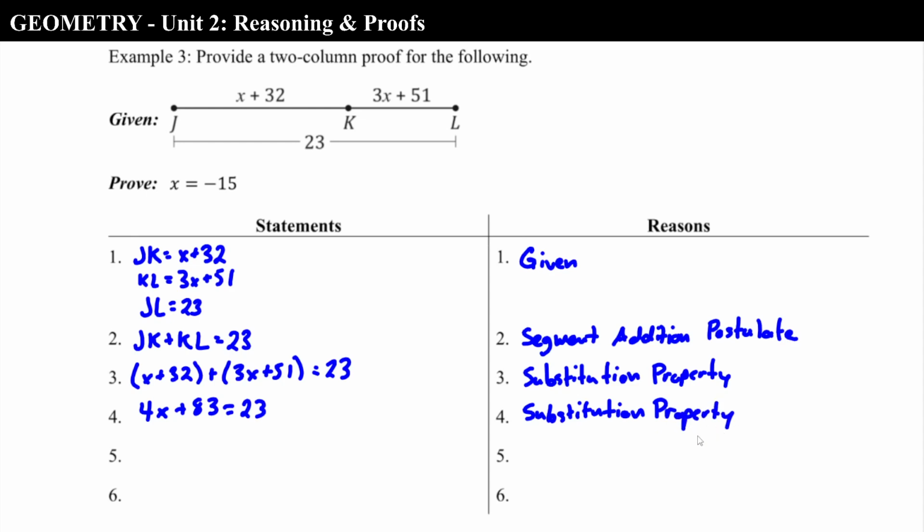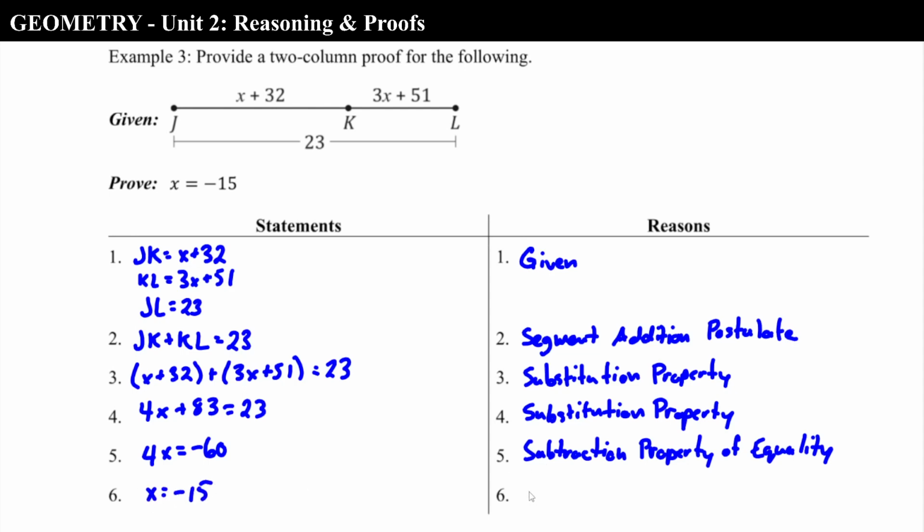And now we're going to start moving things. So we're going to subtract 83 from each side. That gives us 4x equals negative 60. That was the subtraction property of equality. And then finally, for the last step, we're going to divide by 4. And that gives us x equals negative 15, which is what we were set out to show.